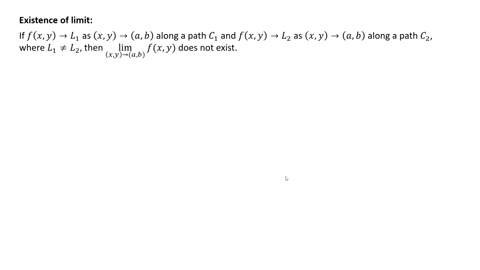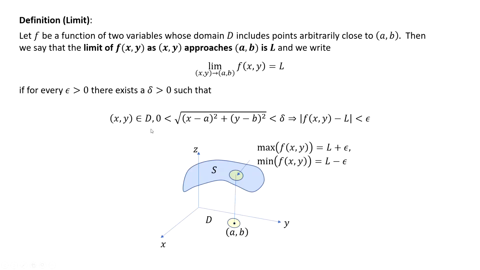Existence of a limit. Oh, this is the coolest thing. This is where the complexity starts to come in, so please pay attention to this. If f of x, y approaches L1 as (x, y) approaches (a, b) along a path C1, what? You mean to tell me that there are different paths of approaching (a, b)?